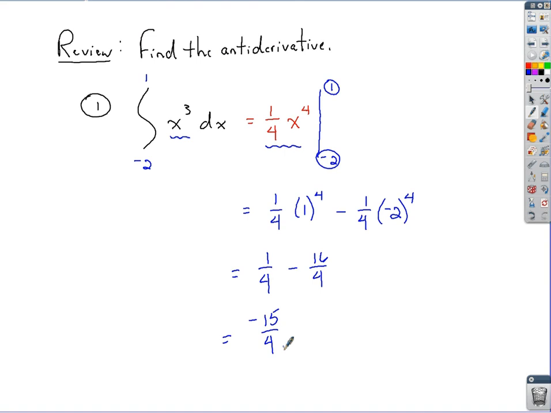In fact, if I go back here to our directions, really I should change these directions too. Hold on a second. Let me change this to evaluate, because that's what we're doing now. And on this first one, evaluating the value is -15 over 4.